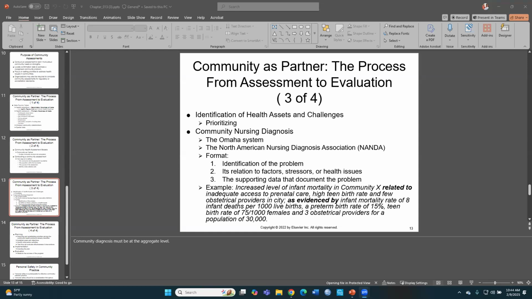So that's what's going to happen. Once we get all the data and we have it all collected, then we are going to identify what is the most important that we can start with and then go from there. And we are going to use our nursing process. So our NANDA diagnosis, right? We identify the problem, its relation to factor stressors or health issues, and then any supporting data to help us document the problem.